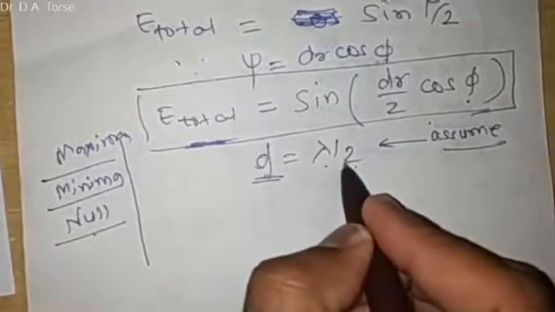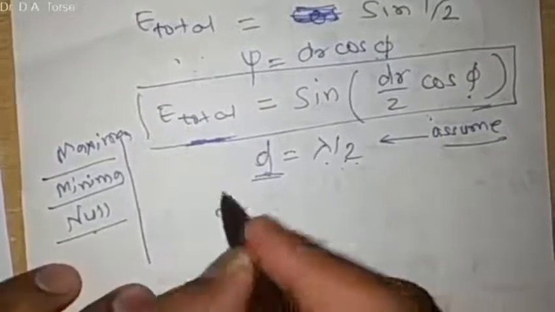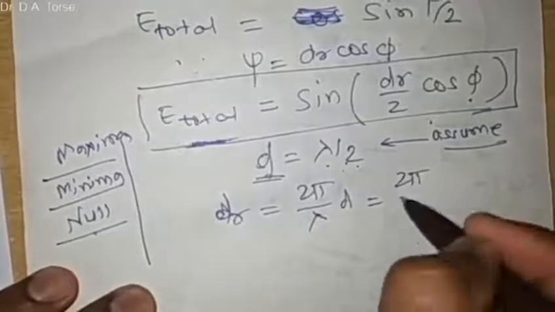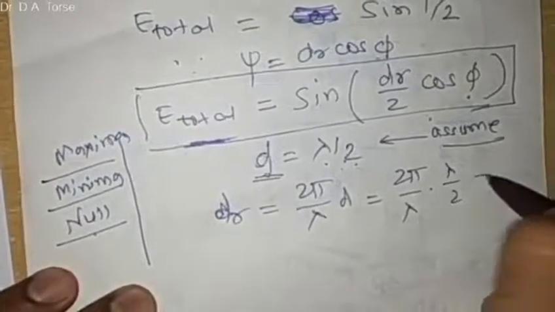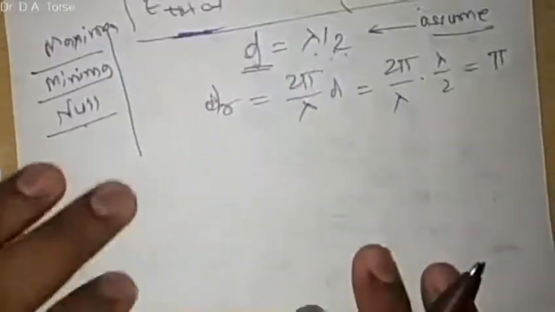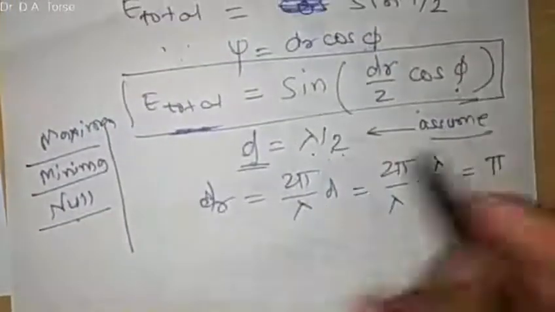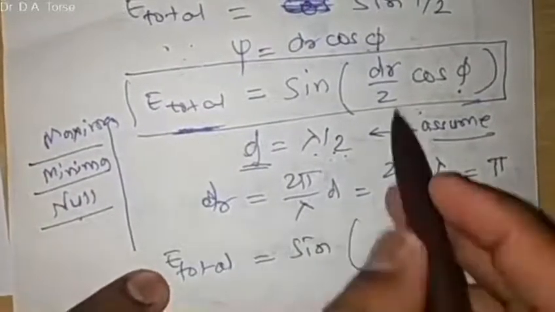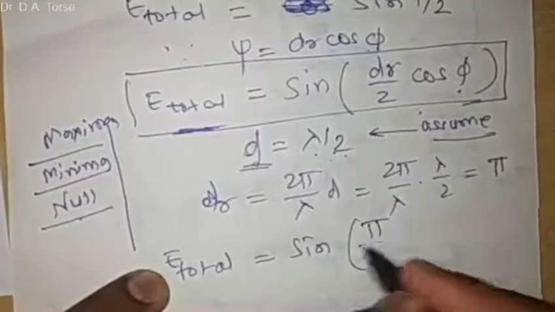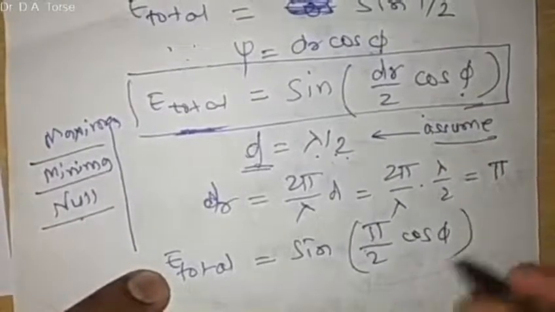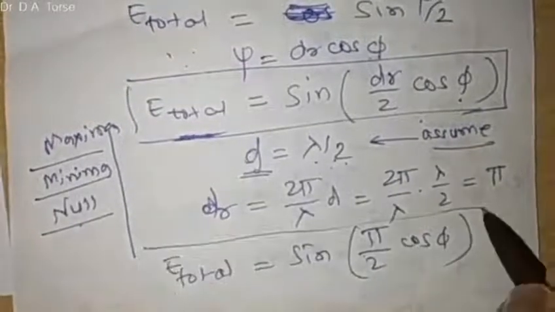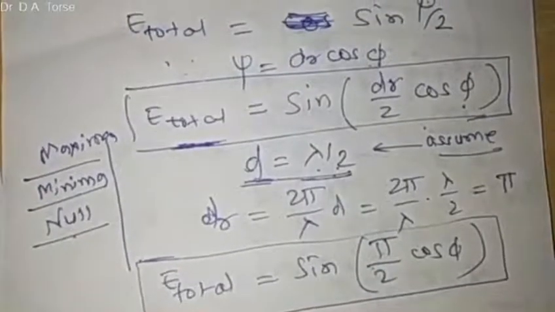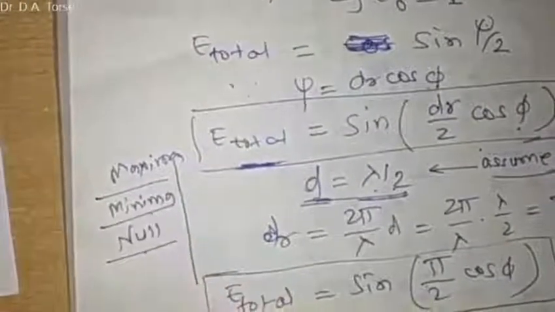So if we take d as lambda by 2, our equation for dr in radians is 2 pi by lambda into d, which makes this 2 pi by lambda into lambda by 2 equal to pi. So this equation modifies to E total equal to sin of pi by 2 cos phi. This is the final equation for a total electric field when the distance between two point sources is lambda by 2. Now let's find out maxima, minima and null one by one.